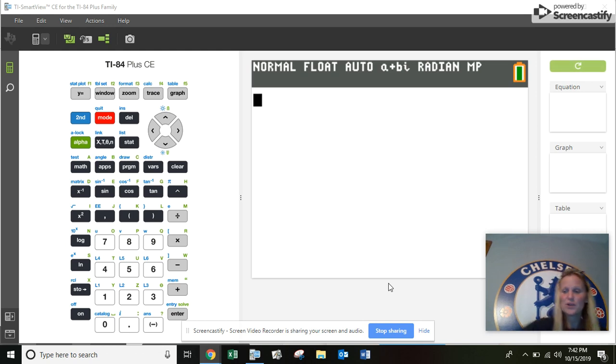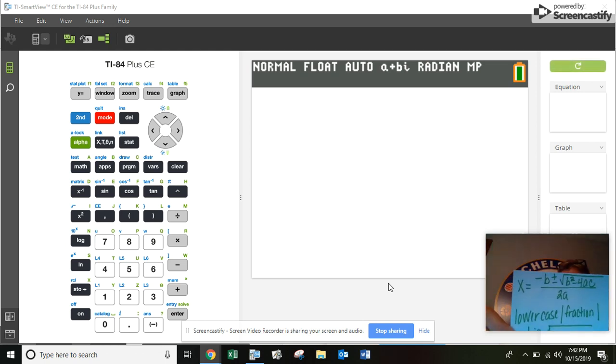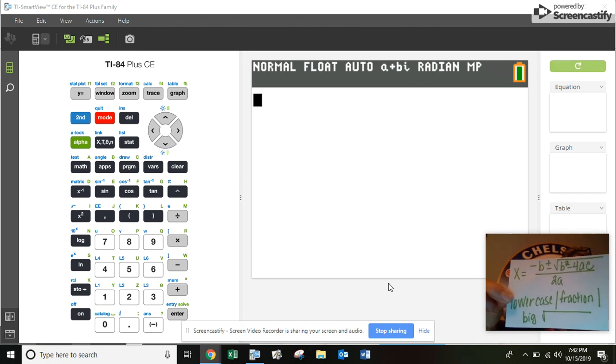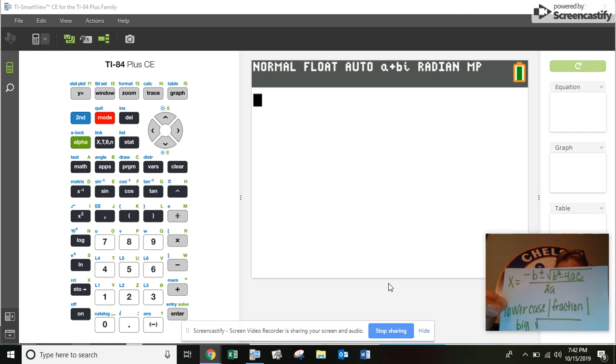Hi, this video is going to show you how to program the quadratic formula. I'm sure you look at this formula and you say, oh, I know that one. It's x equals opposite of b plus or minus the square root of b squared minus 4ac all over 2a. The only thing is when we write it, we usually write it with lowercase letters. We write it as a fraction and we write it with a big square root.